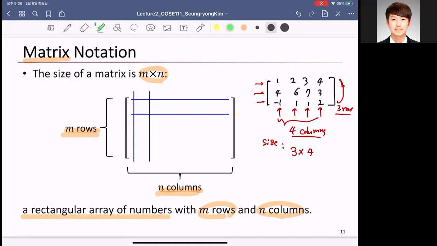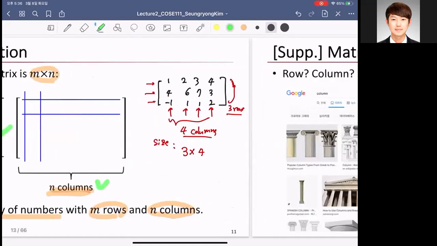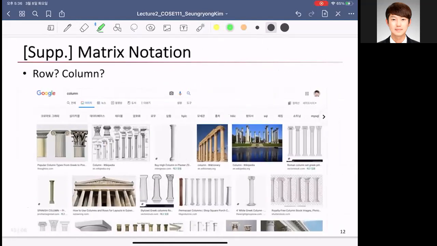Maybe some of you are confused about what is the row and what is the column, because maybe this is going to be a column or this is going to be a row. So I would like to show you this page. When you Google the word column, it looks like this, and you can find this kind of image. So the column means just like this one or this one.